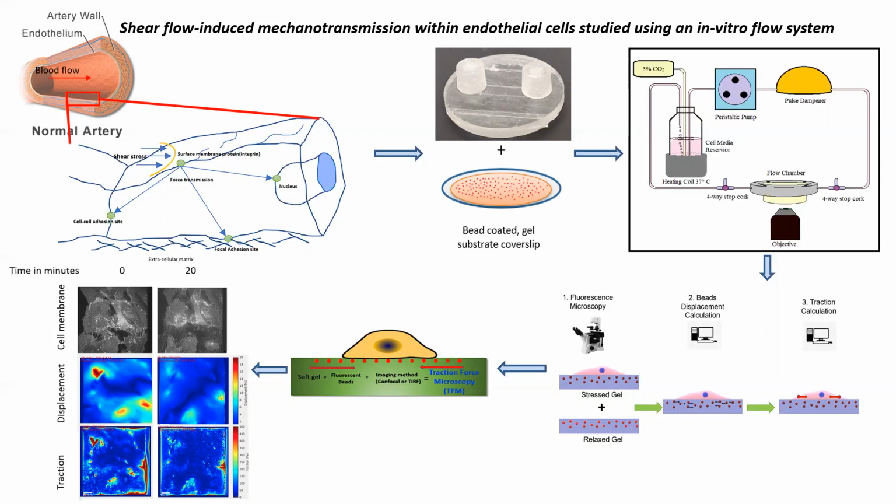This example shows that within 20 minutes after a laminar flow, cells show a reduction in overall deformation and the force to the substrate. I'm in the process of refining the flow chamber so that I can image the cells in a more robust manner.